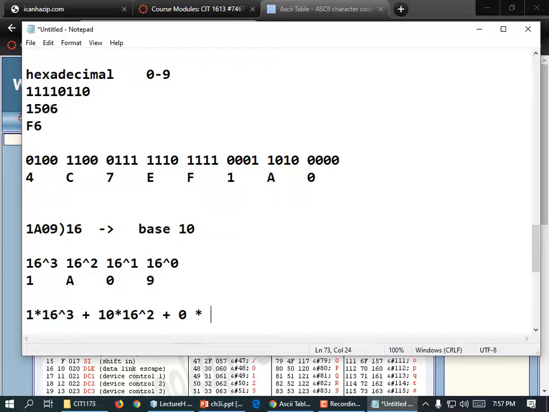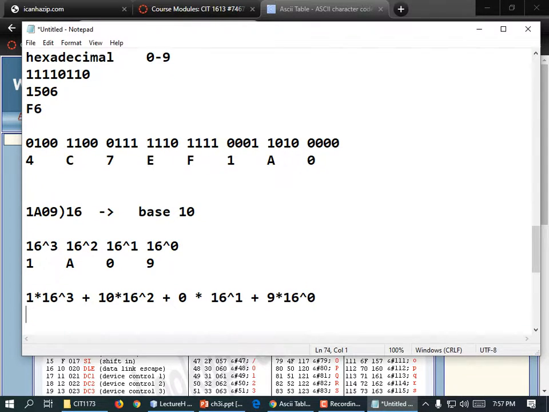0 times 16 to the power of 1 plus, and what's the last place? 9. 9 times 16 to the power of what? Did I hear it? 0. Yeah. Okay, so there we go. And we just have to figure it out.